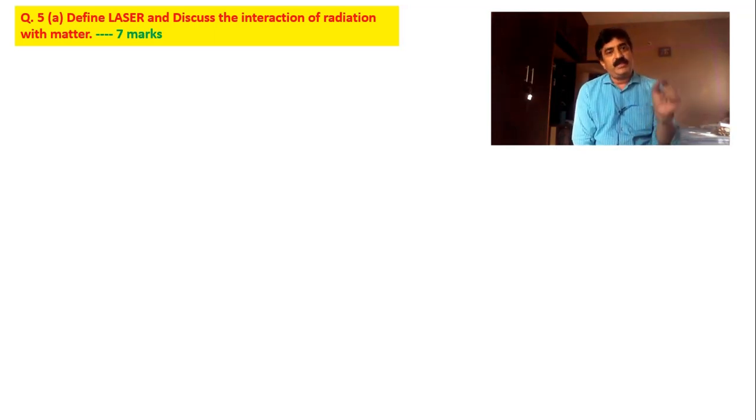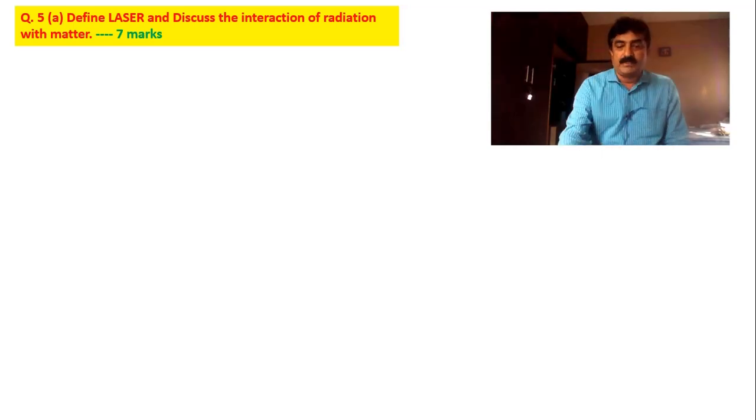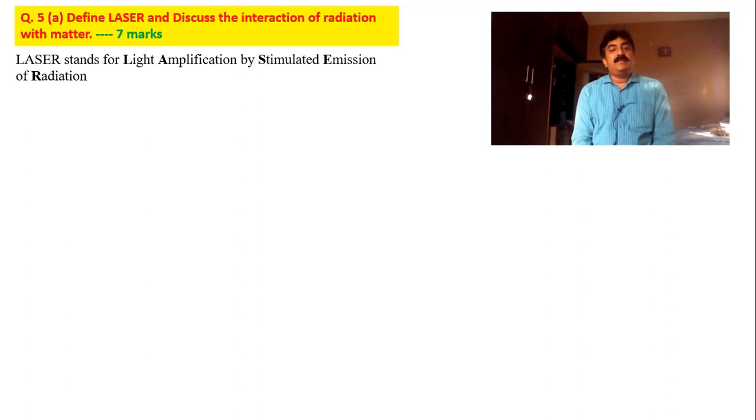See, this question they can also ask like this: obtain the expression for energy density using Einstein's theory of A and B coefficient. If that is the case, the answer will have a derivation part, that is, you have to derive B12 is equal to B21, and that will be for 10 marks. Here he is asking only interaction, 3 interactions you have to explain, and definition for laser 1 mark, 3 interactions 2 marks. So it goes like this: laser is a short form of light amplification by stimulated emission of radiation.